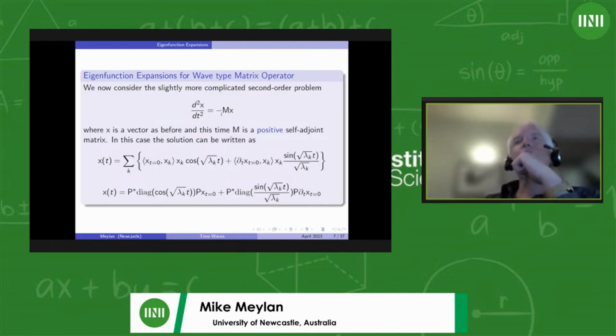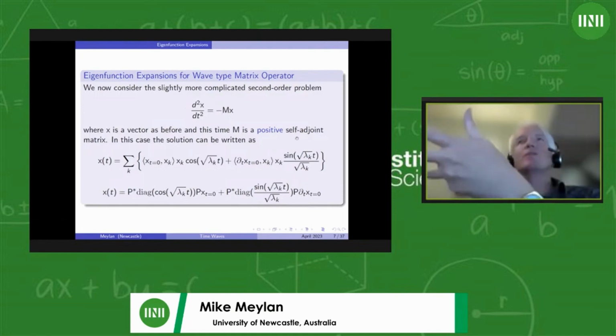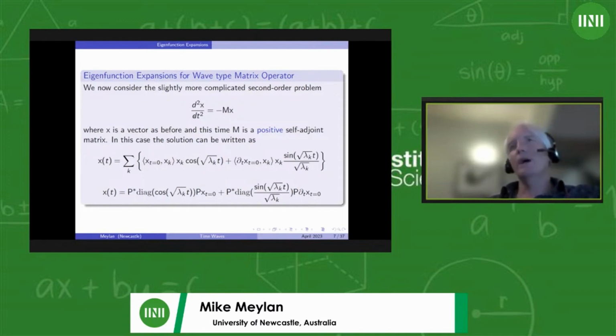What happens if it's a second order case? Now we have M as a positive self-adjoint matrix. So now we're going to our wave type equations, right? We're moving a little bit further on. In this case, and this is probably not something you'd ever see written down in undergraduate courses, I don't quite know why. You've got enough problems to cover, so just don't let this one go.